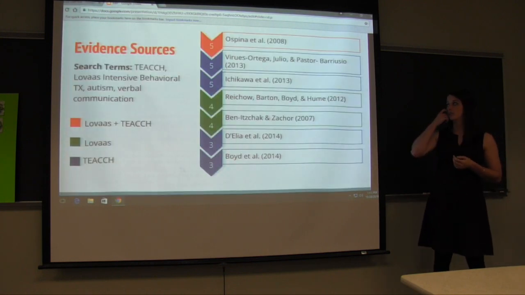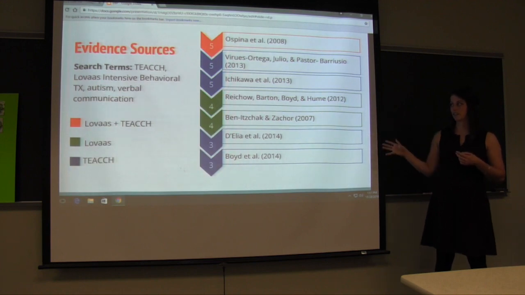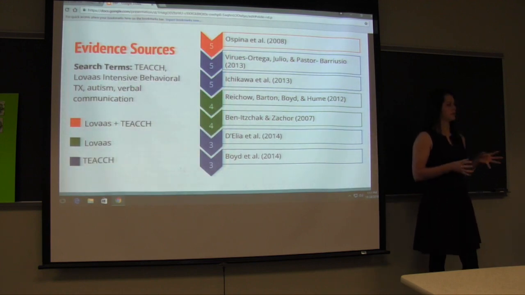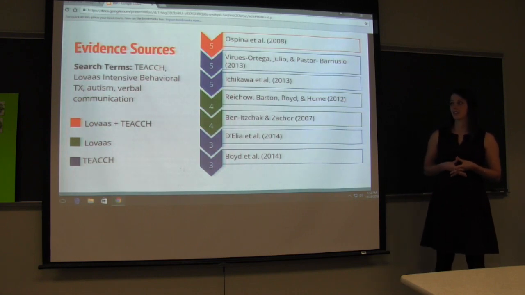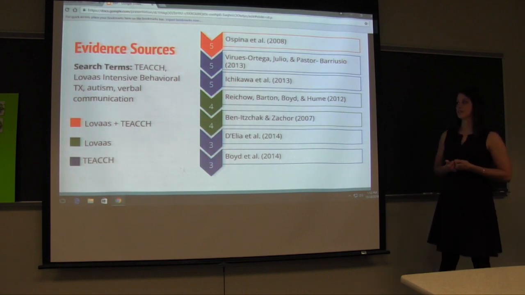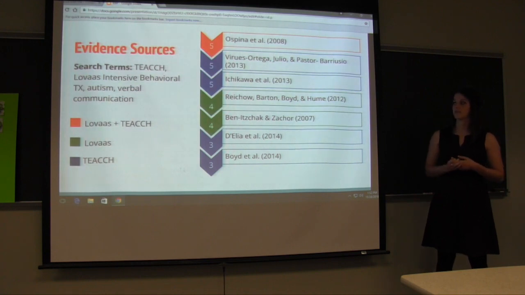So in this slide, you can see that through the search terms that we used, we came up with these 7 articles. We started with 12, but then we narrowed it down to the ones that were most effective in answering our question and had the highest evidence base. We found one study that compared both TEACH and LOVAS. So this one is our gold standard study. And then 4 studies which looked only at TEACH and 2 studies which looked at only LOVAS.